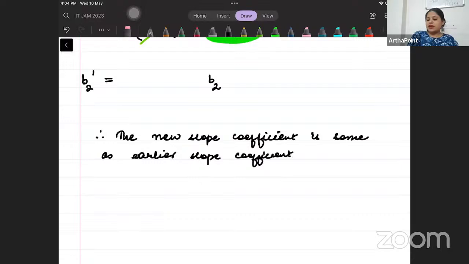This is the way you will write in an exam. So the answer is false. The statement is false. It's not a true statement, it's a false statement. That's the answer to your question.